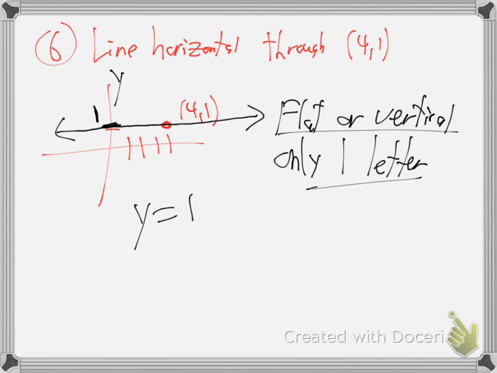So horizontal and vertical lines are easy. They only have one letter. It's just whichever axis they hit and where they hit it. Y is 1. Let's do one more. They're going to have a lot of questions like that.